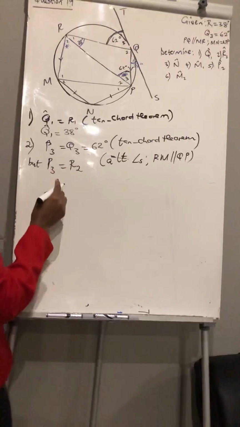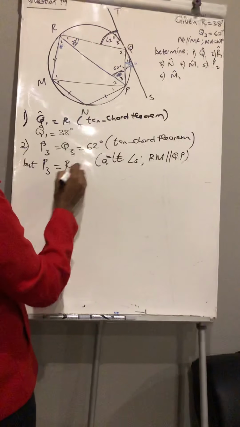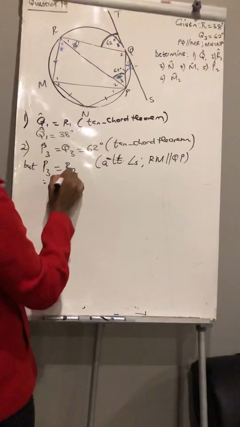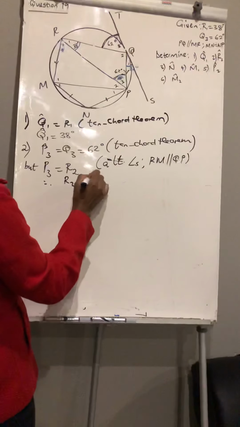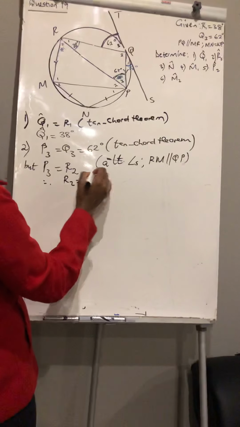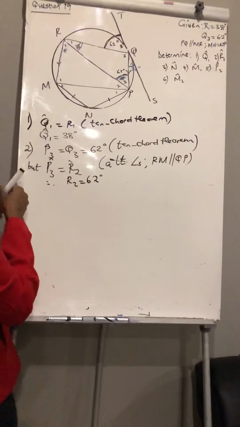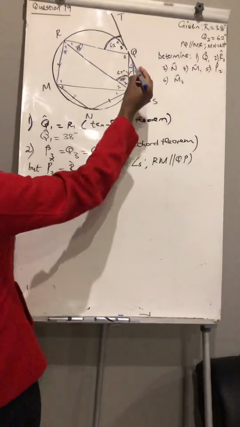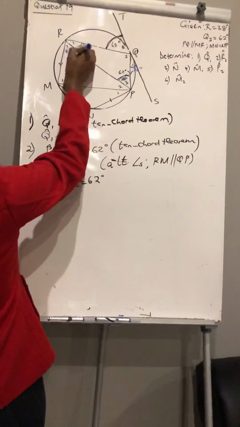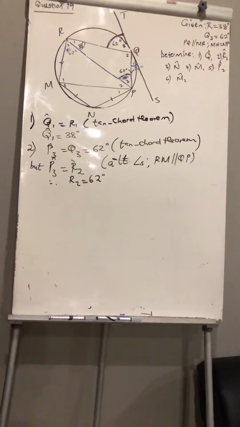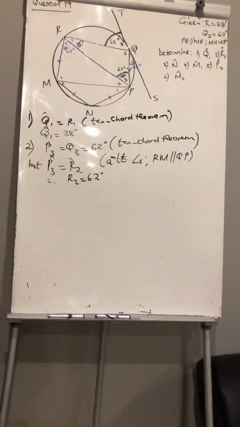So of course, we remember we wanted to find R2. I think you are clear now. R2 should then be equal to 62 degrees as well. So let's just put those ones in. So that's 62 here. It should be 62 degrees as well. Right, that is number two.